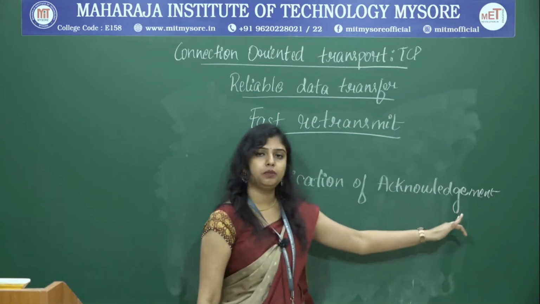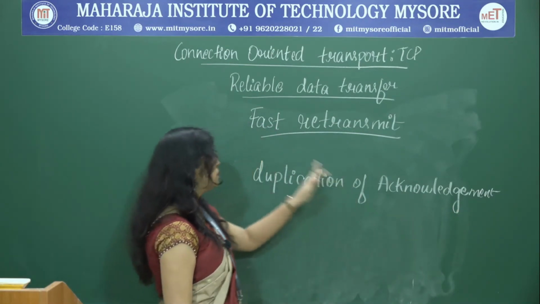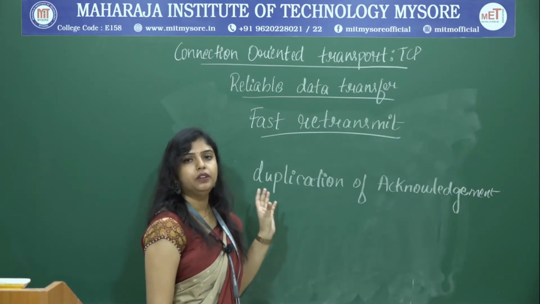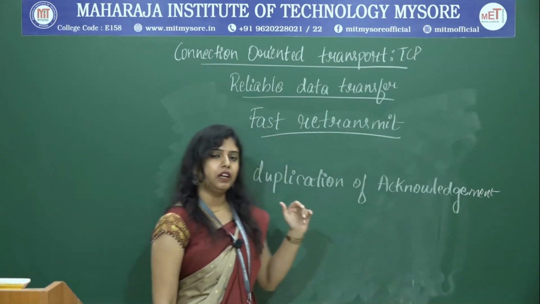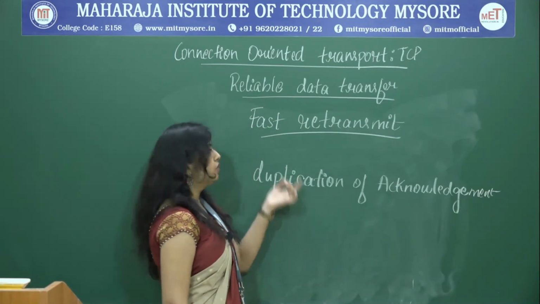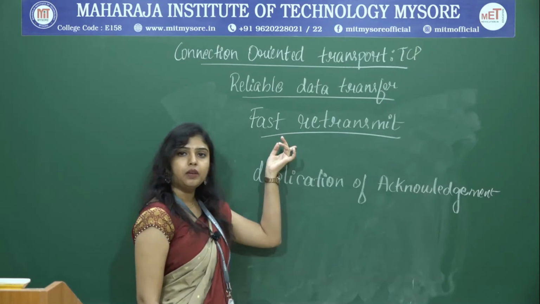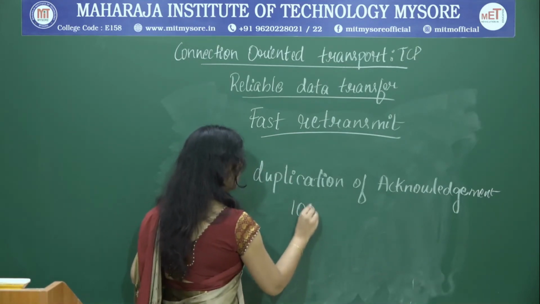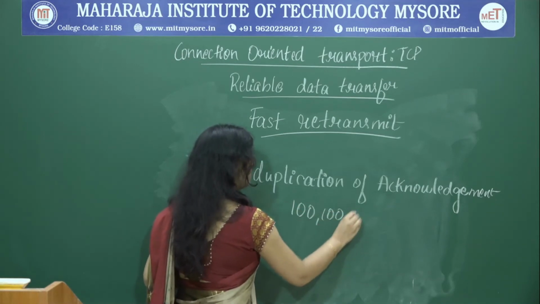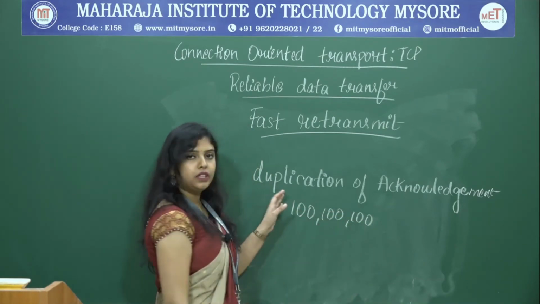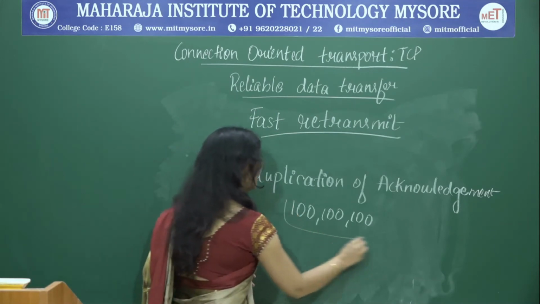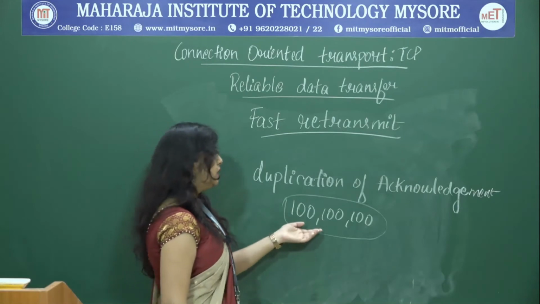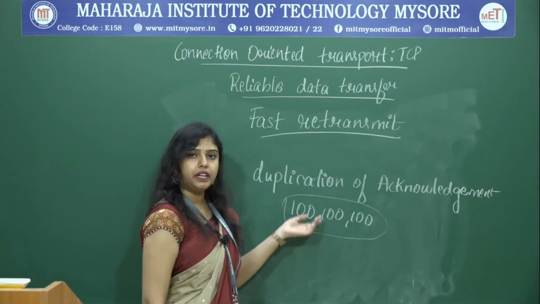Duplication of the acknowledgement sequence number will help the sender to know that there was a packet which was missing, and I have to retransmit that packet. So with this, within the timeout, if we receive duplicate acknowledgements, that means acknowledgement number 100 is received within the timeout, the sender can make out that the packet is missing and I have to retransmit the packet.